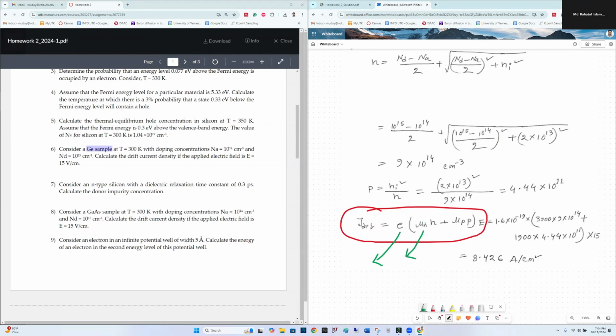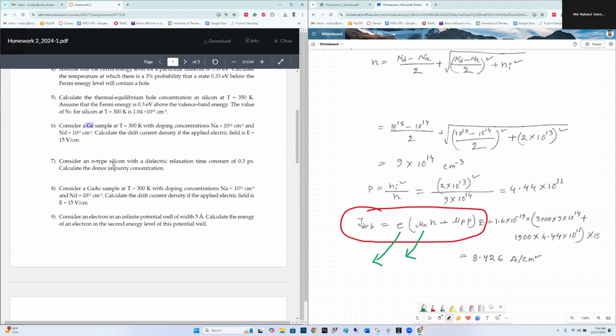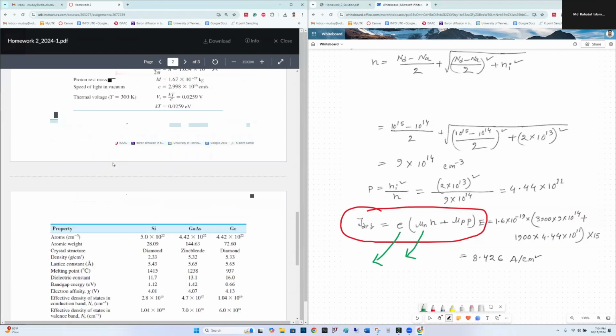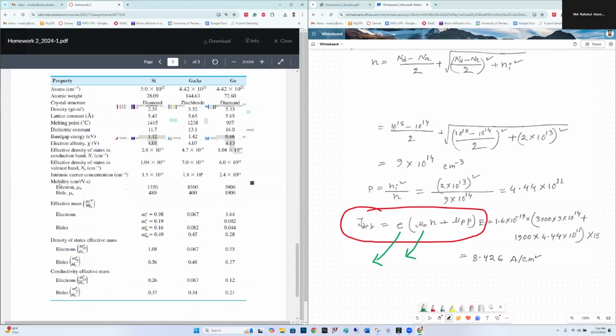So what is the value of mu n? Remember, this is a germanium sample, and the mobility, mu n, in the case of germanium, you will find in this table. You do not have to memorize this. Here in this table, as you can see, the mobility is given for germanium, which is electron mobility 3900 and hole mobility 1900. So we have to use these numbers. And in the midterm as well, this table will be given. You do not have to memorize anything.